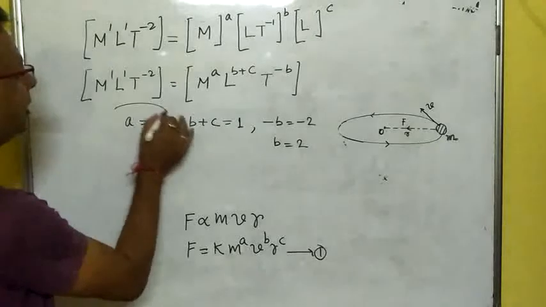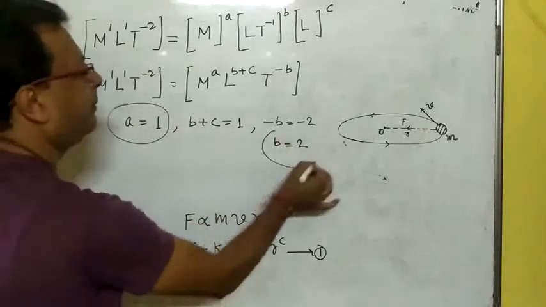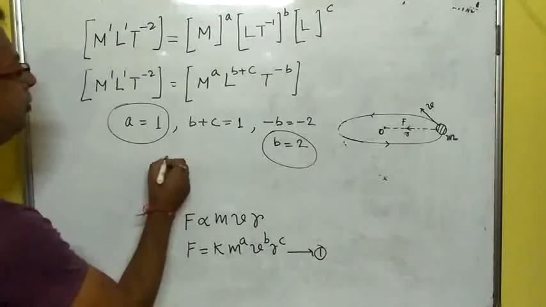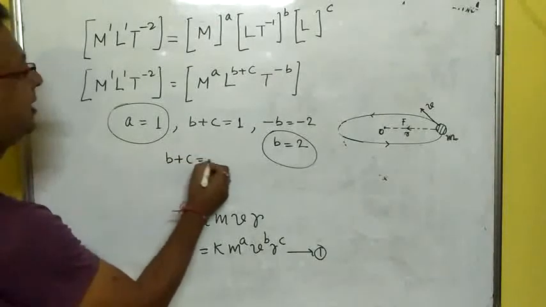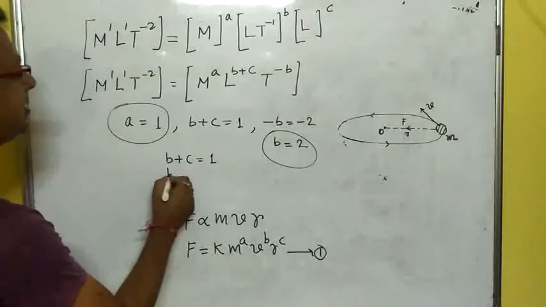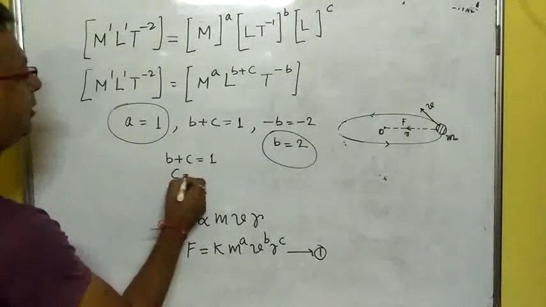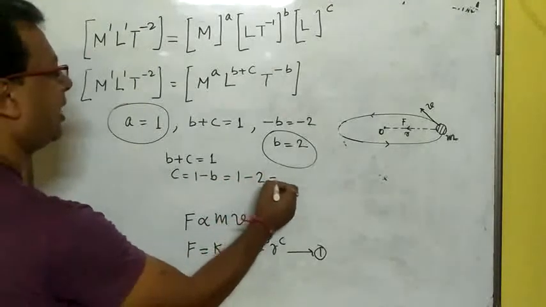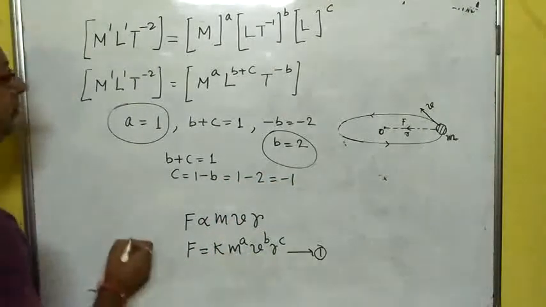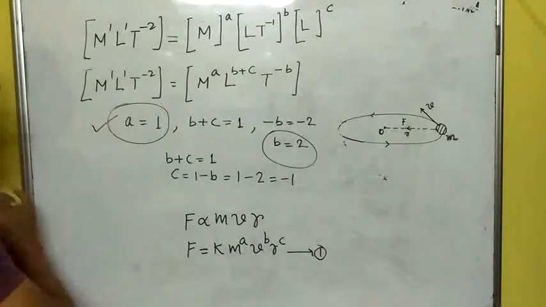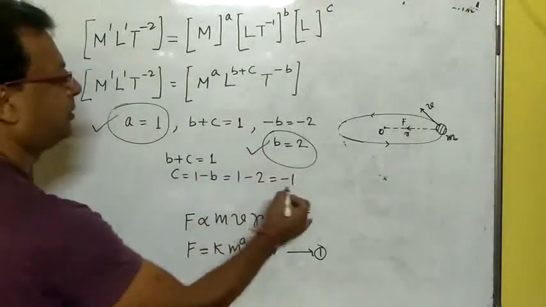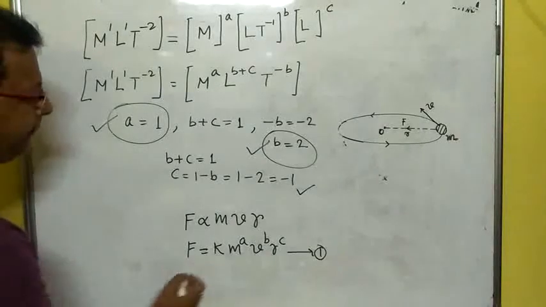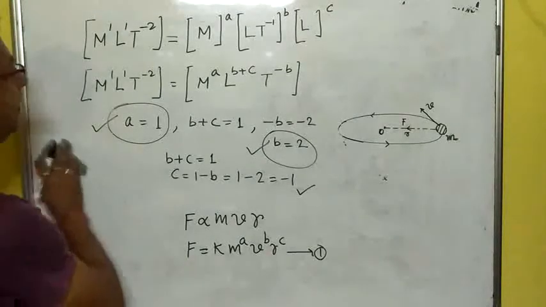Now we already got A equals 1. We already got B equals 2. Let us find out the value of C. So B plus C is equal to 1. That means C is equal to 1 minus B. So 1 minus 2 is equal to minus 1. So we got A equals 1, B equals 2 and C equals minus 1. So let us put the values here.